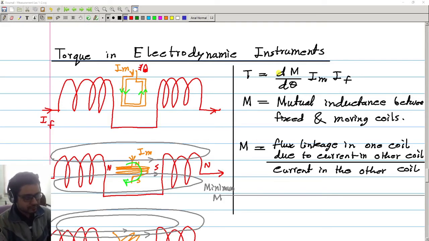Sir, even if the current is changing, can we assume that this derivation is for a particular instant of time? Means for that we can assume the current to be constant at a particular instant. Because current will be a function of time, but the torque is a function of theta.